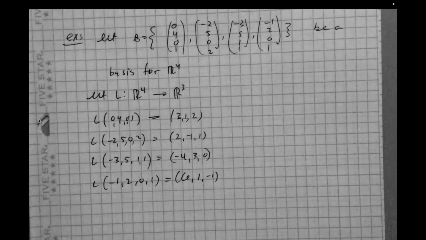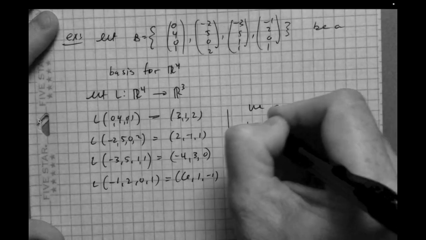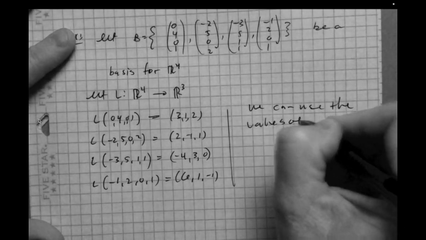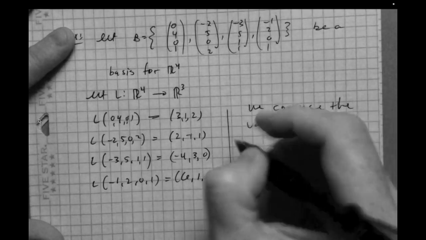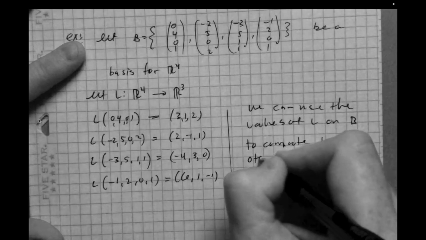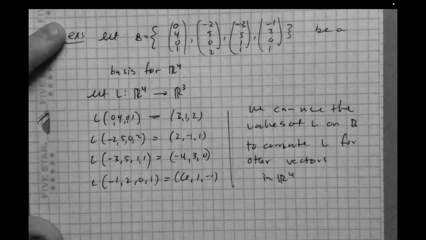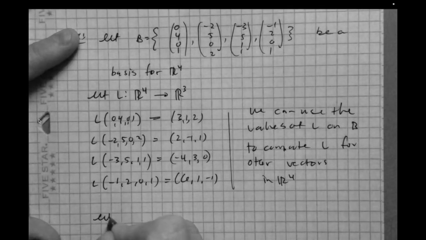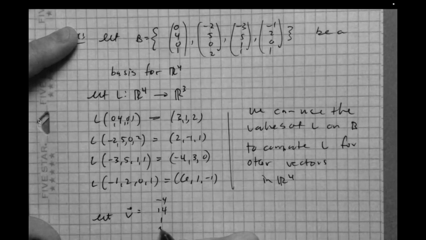Okay, so we can use the values of L on this ordered basis B to compute L for other vectors in R4, other vectors in the domain R4. So for example, let v equal negative 4, 14, 1, and 4.